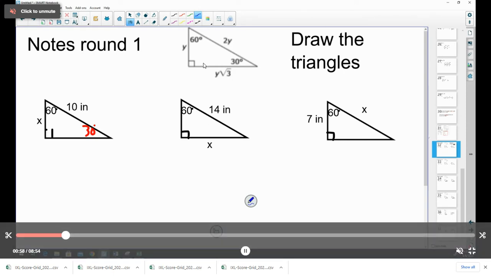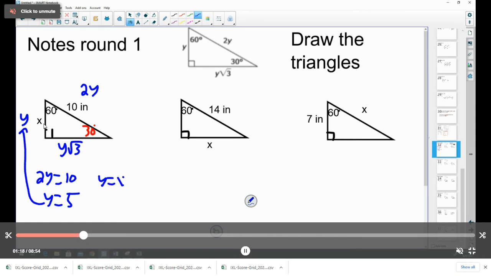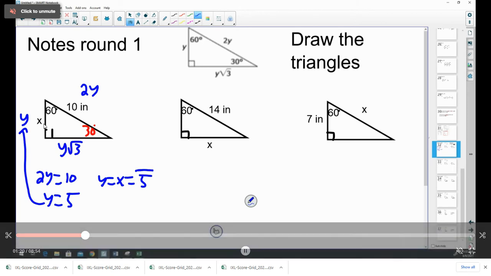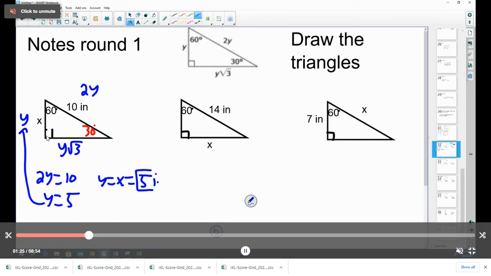And now we have the relationship: across from a 30-degree angle is y, across from the 60-degree angle is y root 3, and across from the 90-degree angle is 2y. And this relationship always holds true for a 30, 60, 90 triangle. Now here, because 10 is also 2y, we have 2y equals 10. Therefore, y equals 5. And y is the same as x, which is 5 inches.